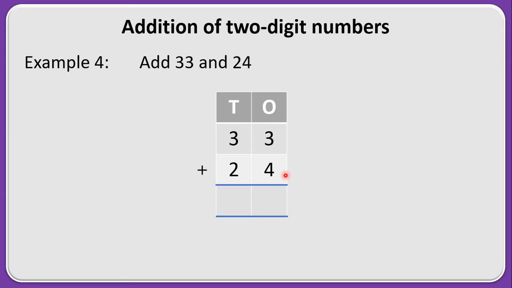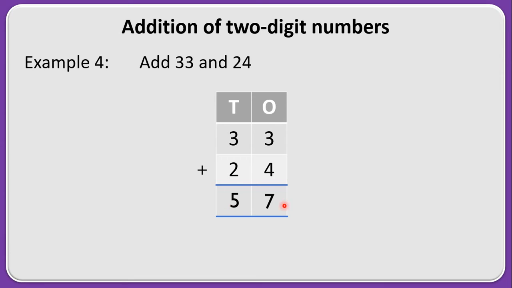Fine, let me write down the sum of these numbers. 3 plus 4. 3 plus 4 is 7. So I will write down the number 7 here in ones column. And in the tens column we have 3 and 2. So if we add 3 and 2, 3 plus 2 is 5, and we will write 5 here.